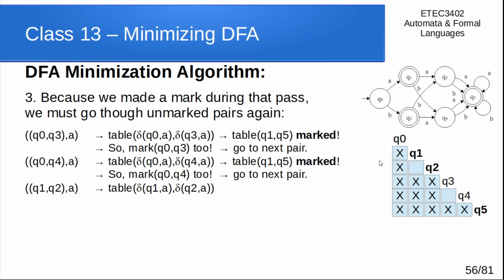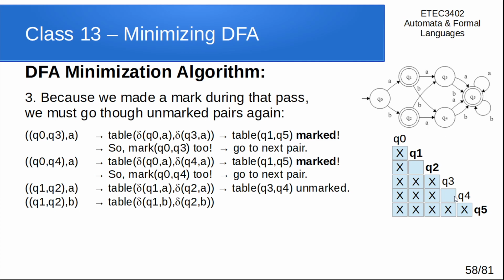The next pair is 1, 2. So that one is unmarked. So 1, 2 in the table. So 1 on an A, 2 on an A. So 1 on an A goes to 3. 2 on an A goes to 4. So now we have 3, 4. 3, 4 is unmarked. And because 3, 4 is unmarked, we just go on and try B with 1 and 2. So 1 on a B goes to 4. 2 on a B goes to that. So now we have 4, 3. 4, 3 is unmarked. So 4, 3 is that same cell. That's unmarked, so we move on.